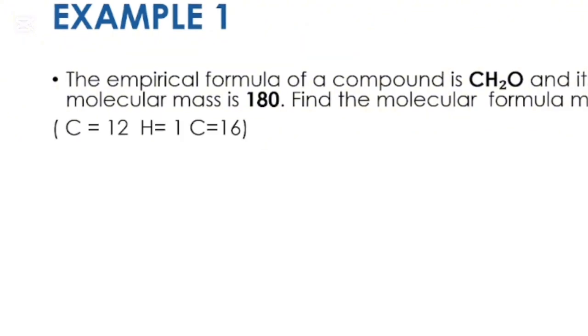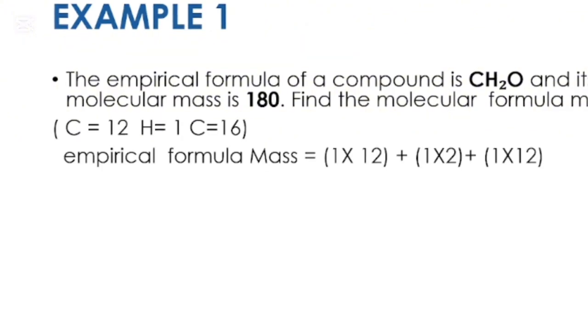Okay, so let's proceed. So that was the example. Its molecular mass is 180. Find the molecular formula. Carbon 12, hydrogen 1, oxygen 16. The empirical formula mass, RFM, is the total of the mass numbers in the empirical formula CH2O. That means carbon 1 times 12, plus hydrogen 2 times 1, plus oxygen 1 times 16, which gives 30.